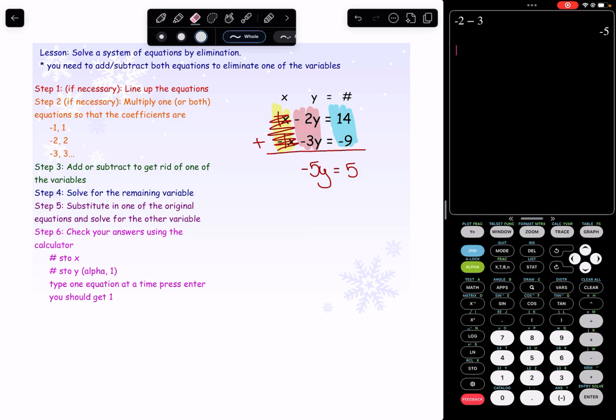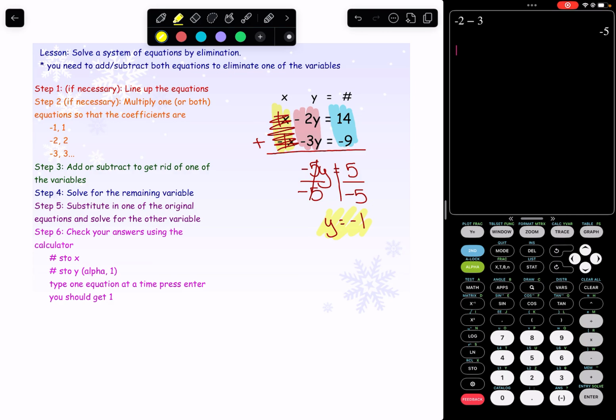Step 4 is to solve for the remaining variable. The variable that's left is y, so I'm going to solve for y. I'm going to divide both sides by -5. And I have my answer is y equals 5 divided by -5, which is -1. So here is half of my answer. Y equals -1.